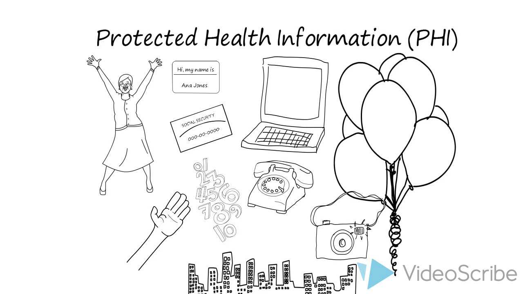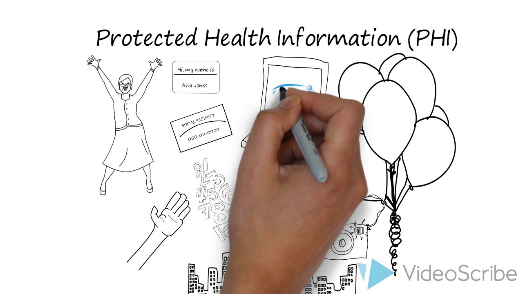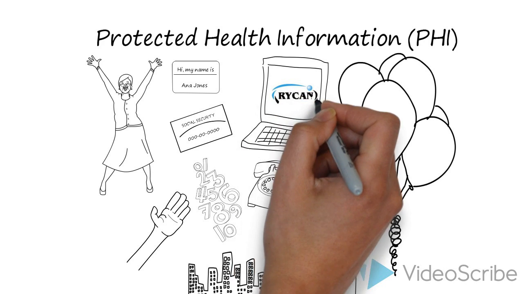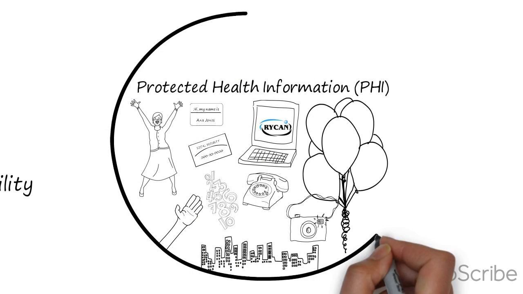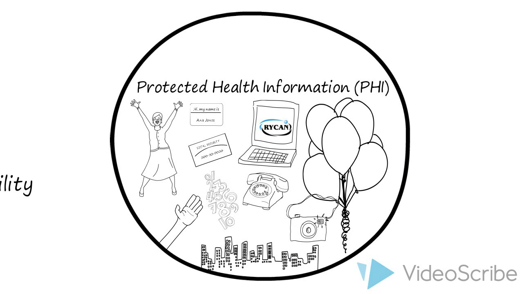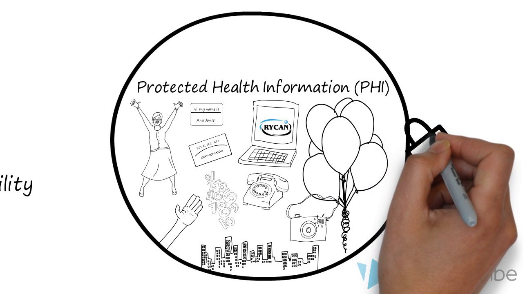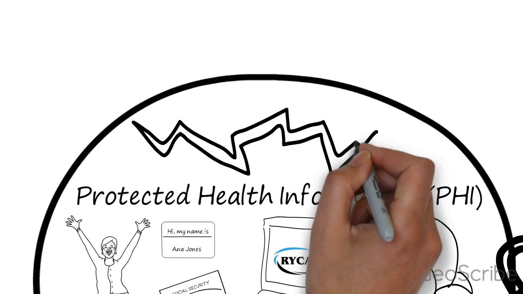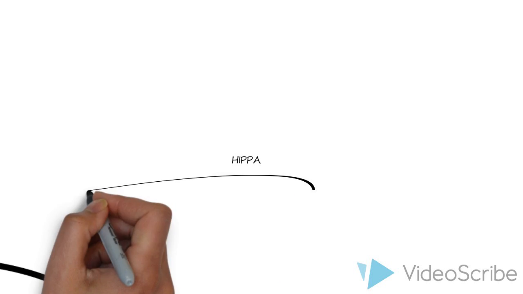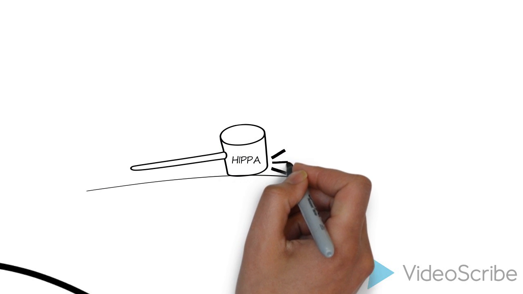For PHI security purposes, it is important to always use a RICAN-approved device to connect to the network. RICAN policies and procedures create a secure environment for accessing and using PHI. If PHI is mishandled, HIPAA has established mandatory reporting requirements.